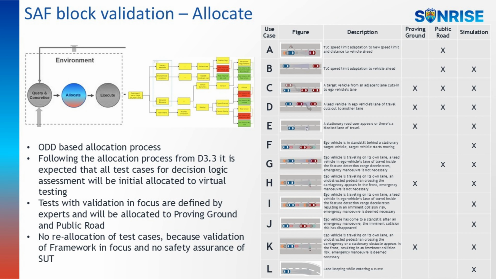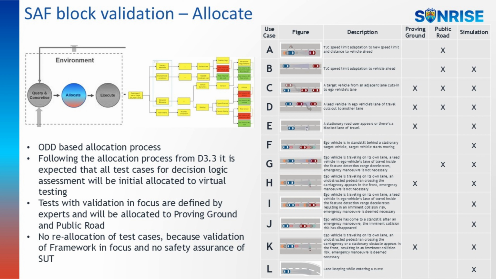In this phase of SAF validation, the goal is to assign each test case to the appropriate testing environment. This allocation is based on operational design domain criteria, mainly vehicle speeds and accelerations. According to the process defined in document D3.3, it is expected that all test cases for decision logic evaluation will be initially allocated to simulation. However, tests with a strong focus on validation, as identified by domain experts, will be allocated to proving grounds or public road testing. A key point here: test cases will not be reallocated.